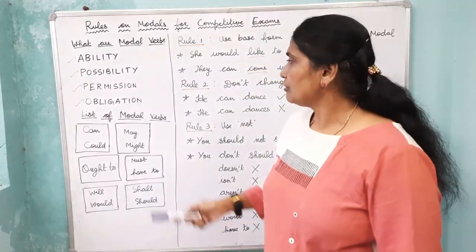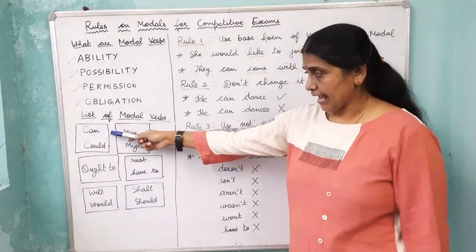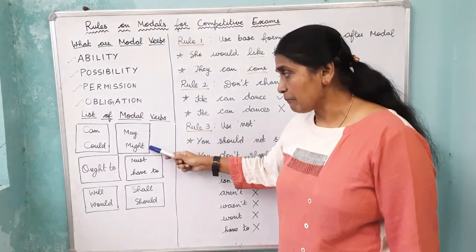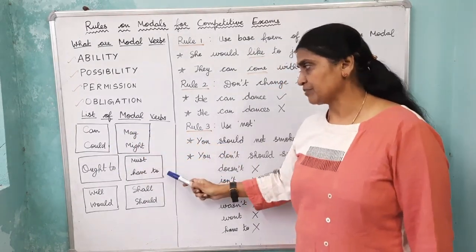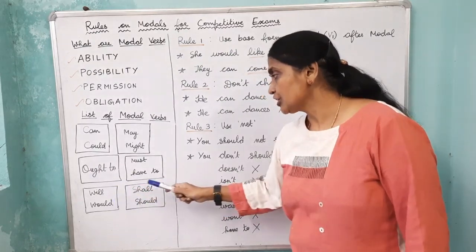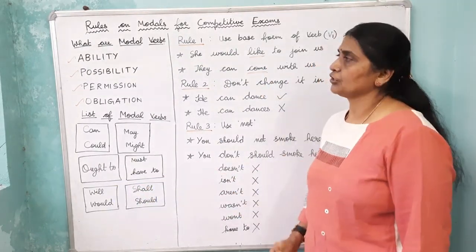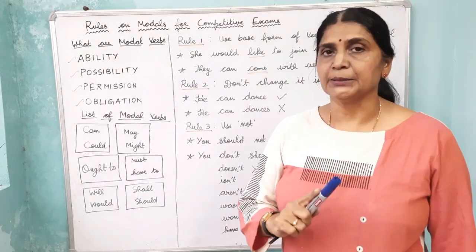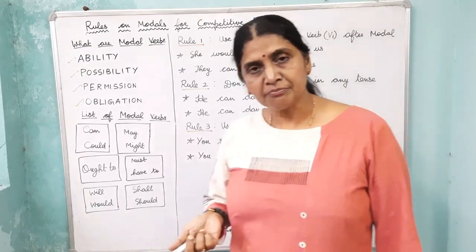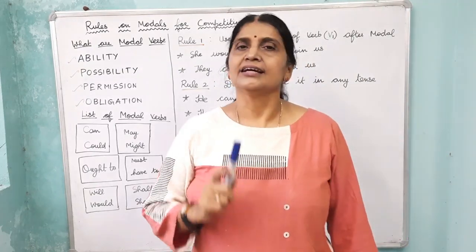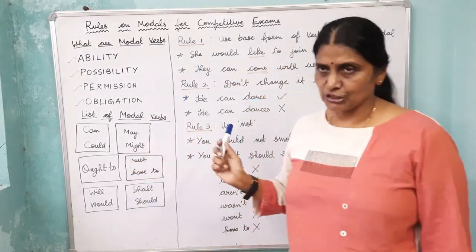Now, the list of the modal verbs are can, could, may, might, ought to, must, have to, will, would, shall and should. So far we are very clear. But how to use them, where to use them correctly is the lesson today.